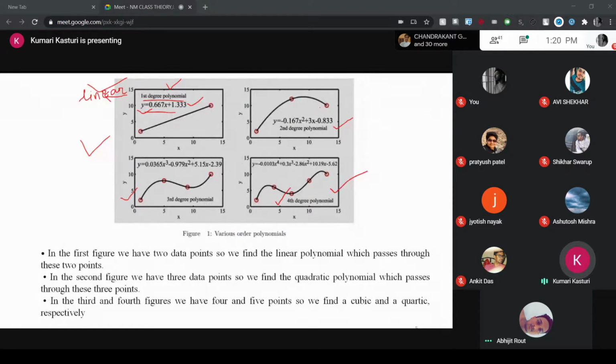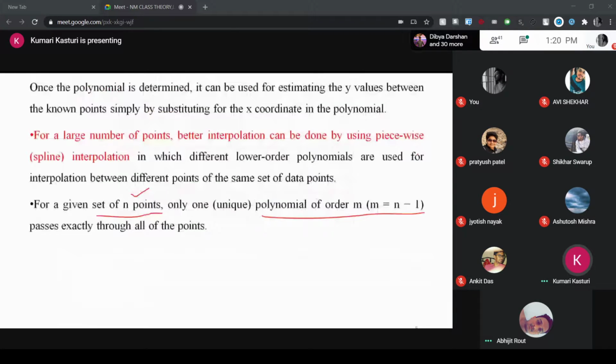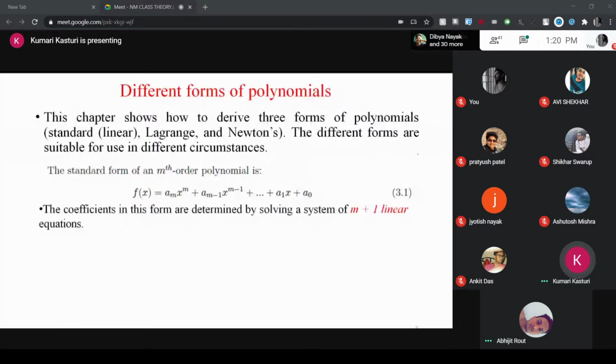Here it is 3 points, so it is a 2 degree polynomial. So if the number of data points is n, your polynomial degree should be n minus 1. Okay. Now just see here, it is given to you that, here we will discuss what we'll discuss.